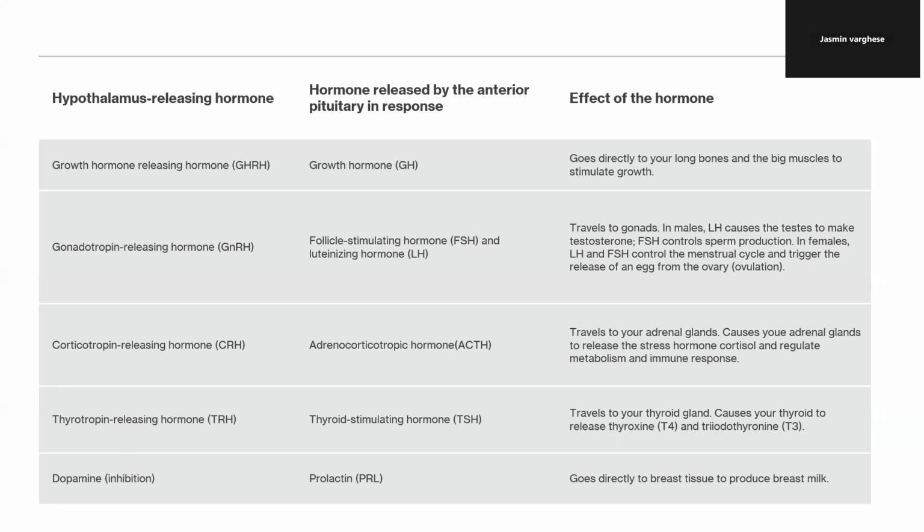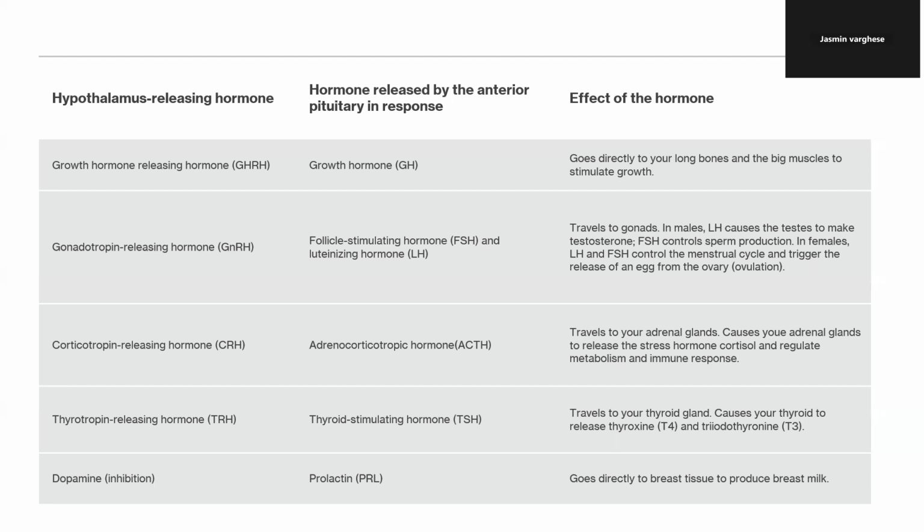So there are different functions in each group of people. In males, LH causes the testes to make testosterone, and FSH controls sperm production. In females, LH and FSH control the menstrual cycle and help in the release of an egg from the ovary.